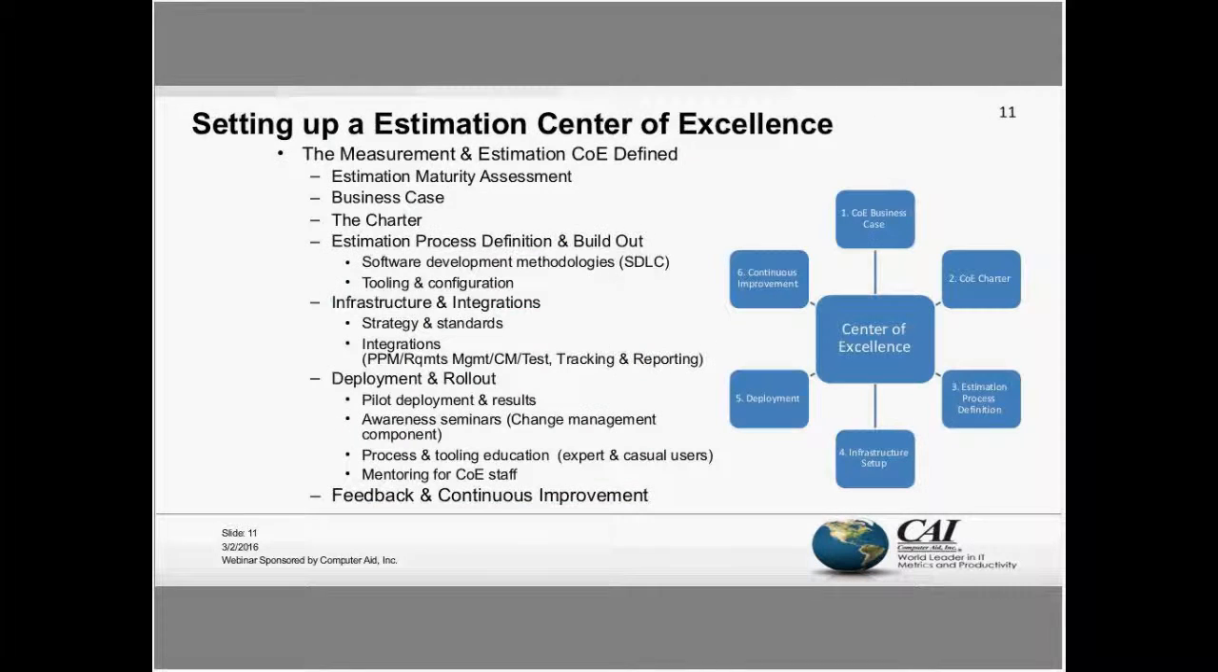So we see setting up an estimation center of excellence as a six-step process. We start off with a very preliminary estimation maturity assessment. So let's take a look at what the organization is doing today in a number of different categories. And that helps us hone where we need to build on things they're currently doing and where we need to stand capabilities up from scratch. We need to document a business case, which is basically, why do we want to do this? What's the investment they're going to make? What are the benefits that we're likely to derive? And what's the return that we're likely to get? And that all gets documented in a project charter.